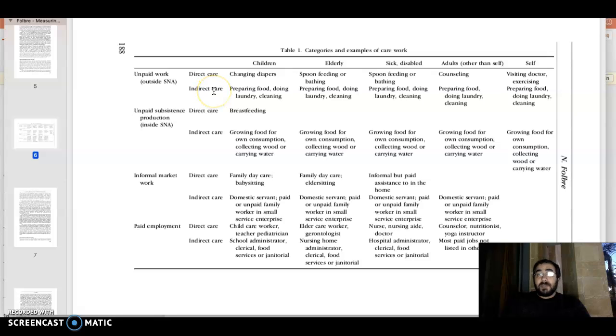Indirect care, for unpaid work, is preparing food, doing laundry, cleaning, usually the activities that are not done by the market for everyone. For paid employment and informal employment, that can include all activities which are directed at a particular group. In the case of adults, it can be any activity. So it's a very widespread set of activities when you look at indirect care.